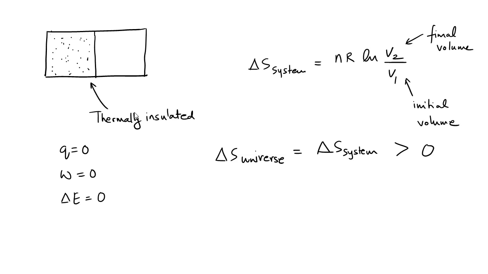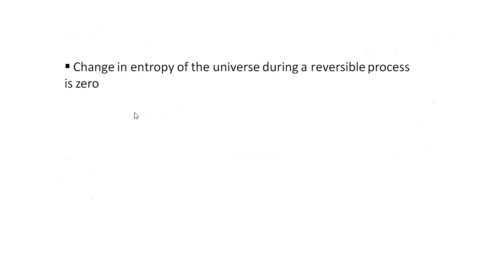There are a few points to note. The change in entropy of the universe during a reversible process is zero. This implies that a reversible process can be run backwards and the system and the surroundings can be restored to exactly what they were before the process was done, and nobody would know.